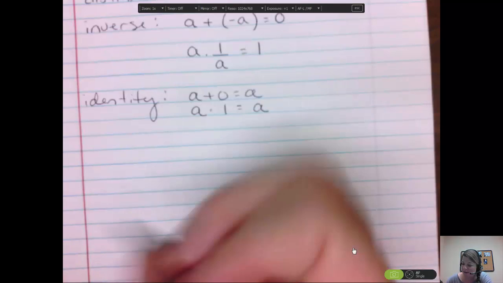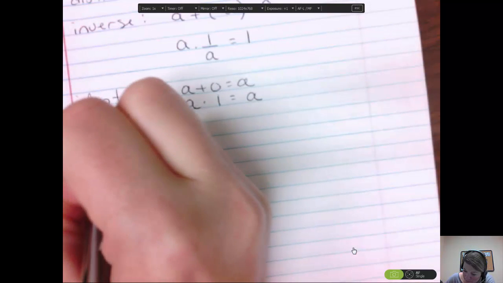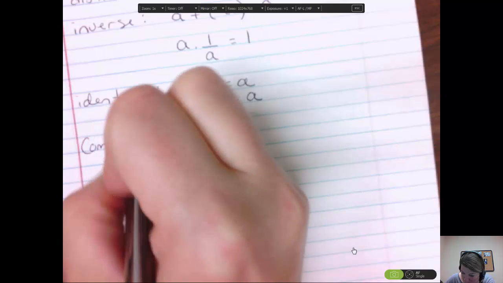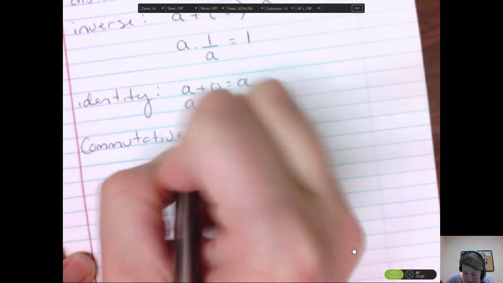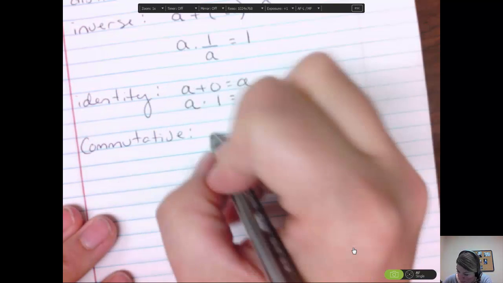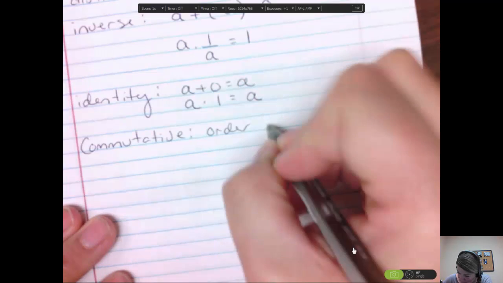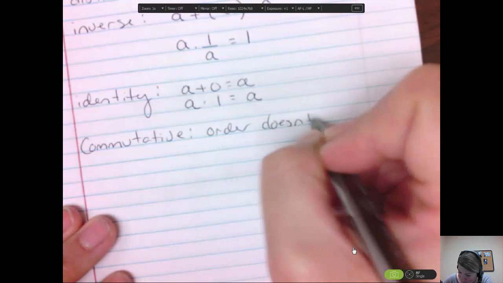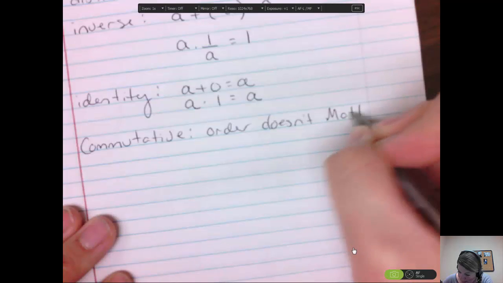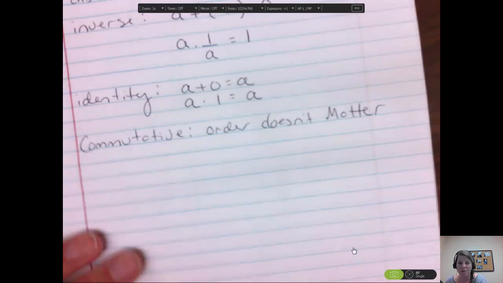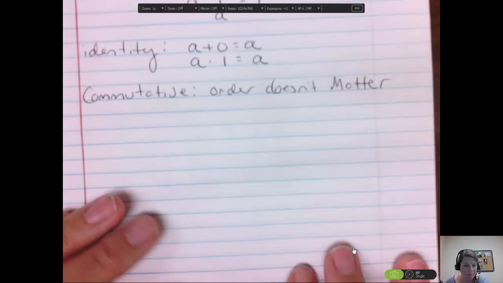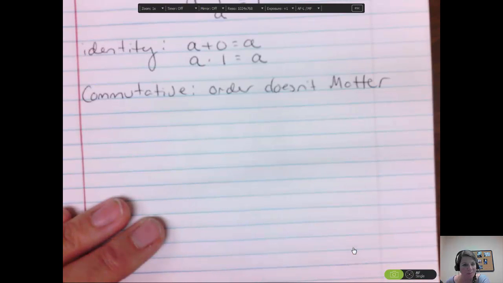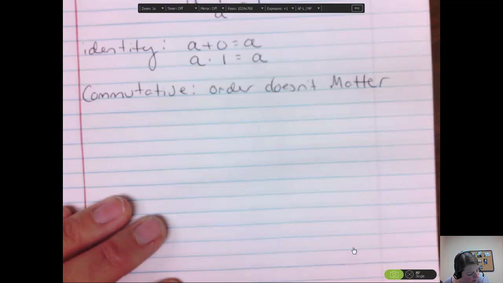So the commutative property says order doesn't matter. Now this property again is addition and multiplication. You'll see that with most properties. Subtraction and division are super picky. You have to do everything in order. It doesn't have a lot of properties that work.